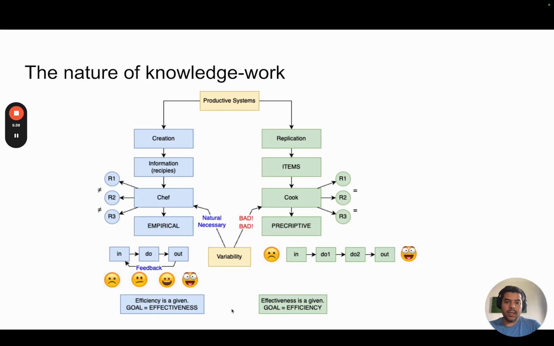I need to test it, right? So if you knew, efficiency would be a given, but you don't, right? So the goal is to find the right information. The goal is to be effective, right?